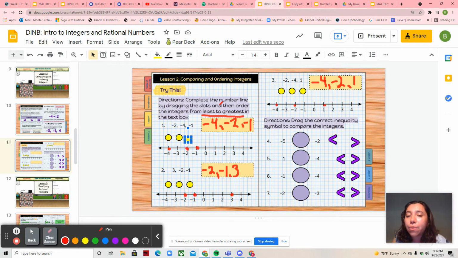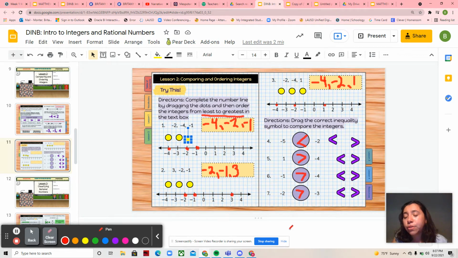So the next thing that we're going to be doing is we are going to drag the correct inequality. So we know, I'm going to go ahead and write it out, -5, -2 is actually going to be the greater number. So again, this is the less than. -5 is less than -2. 1 is greater than -4. -1 is greater than -4. -2 is greater than -3.